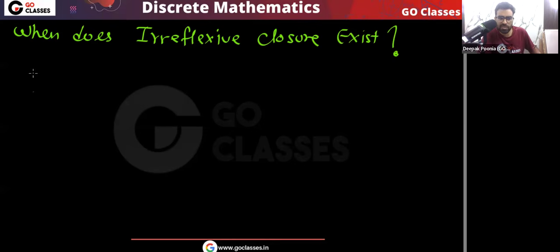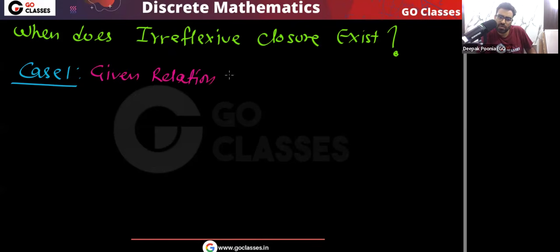So you just tell me the 2 cases I am making and you tell me the answer. When does irreflexive closure exist? You tell me case 1. Case 1 is, given relation R is not irreflexive. Now you tell me.